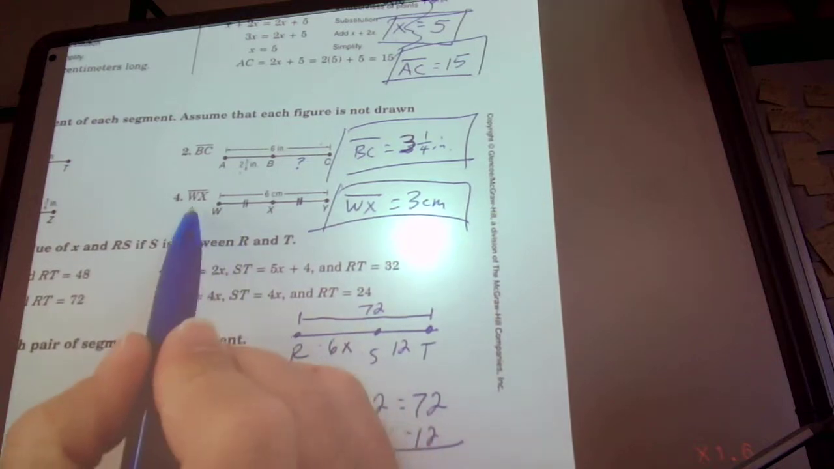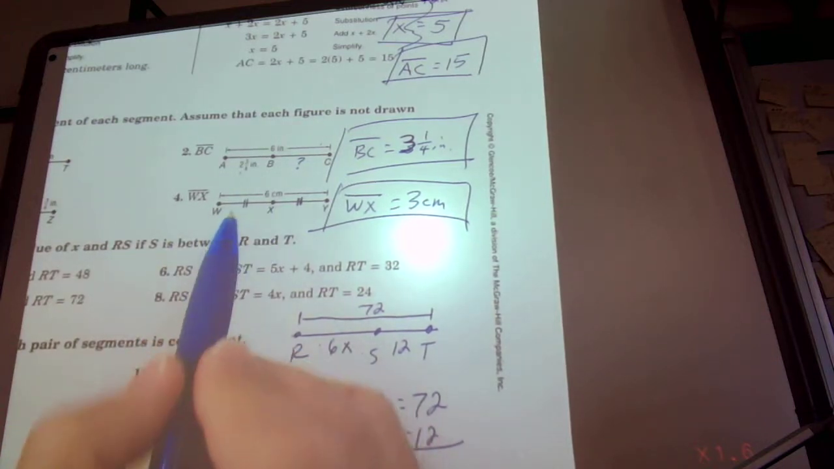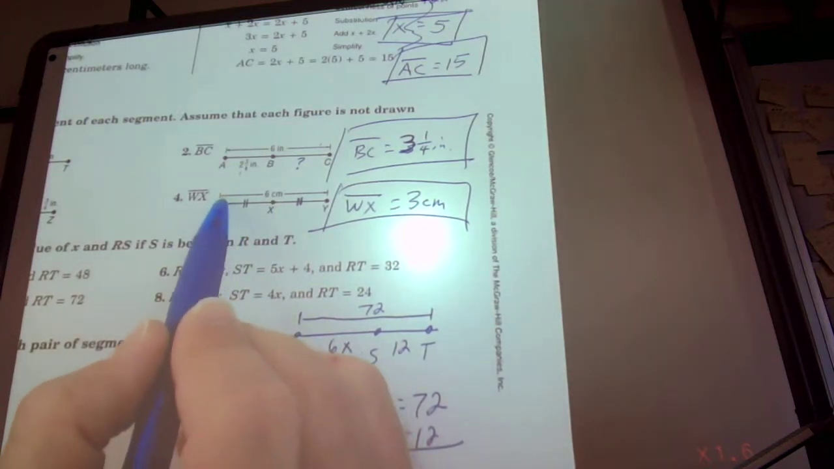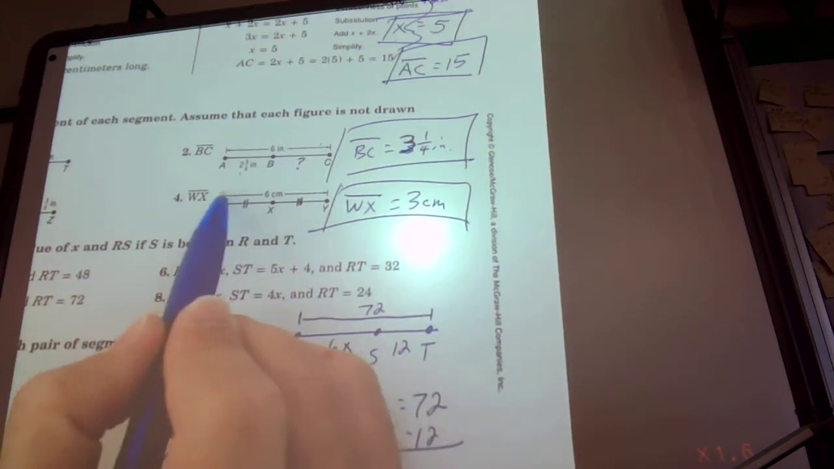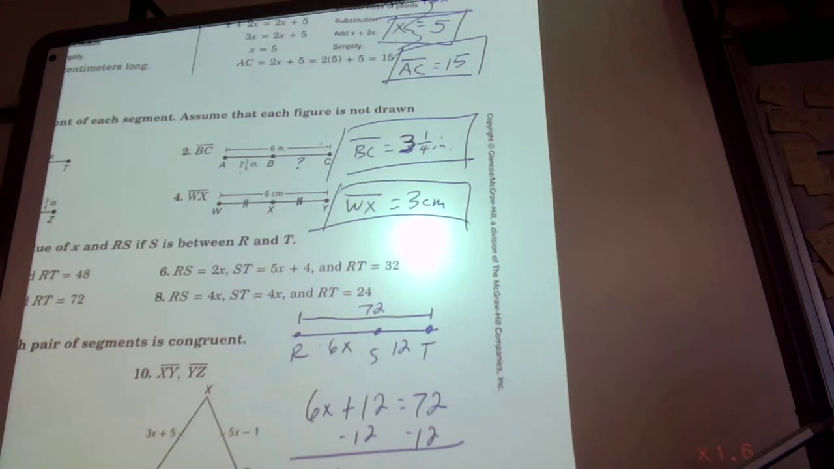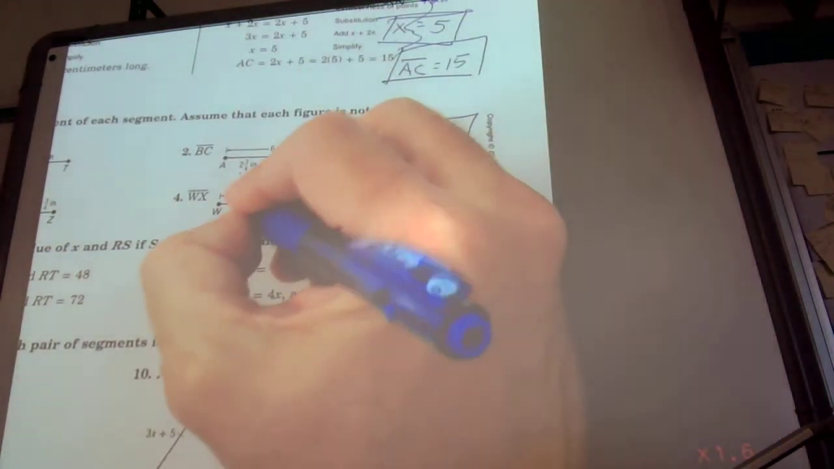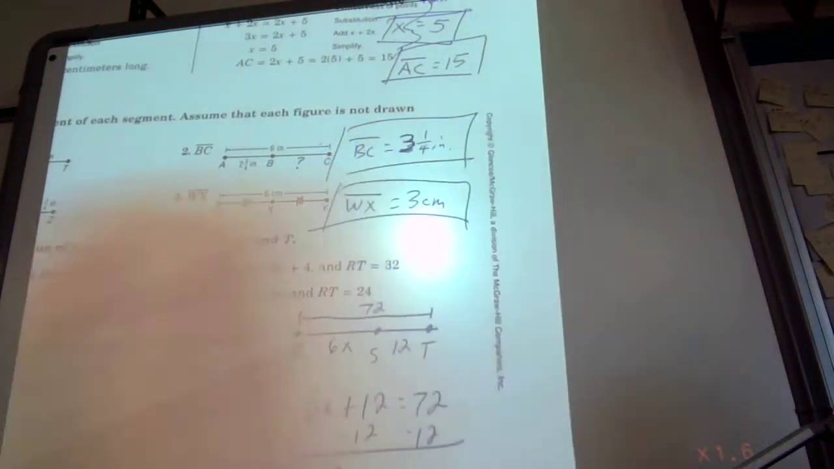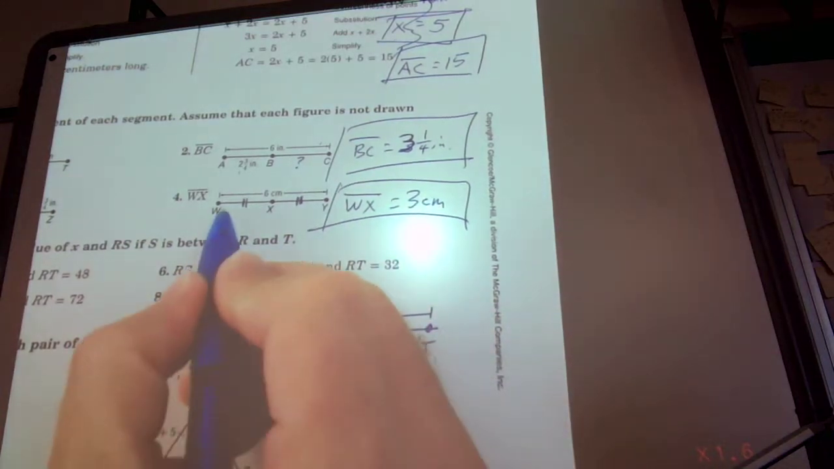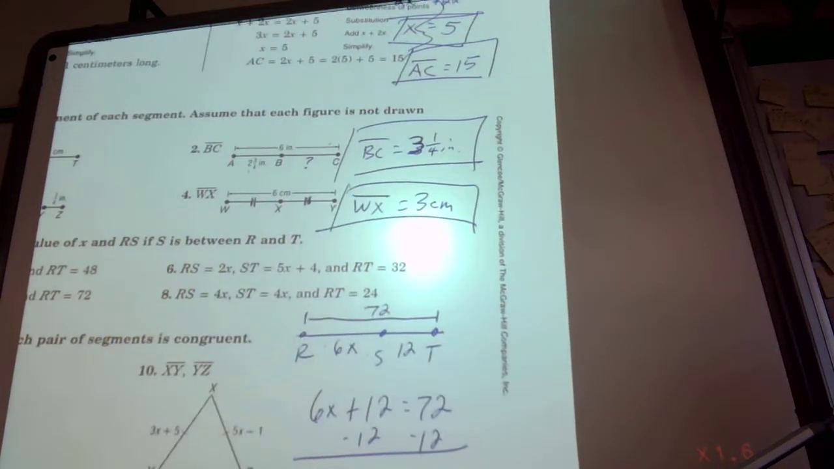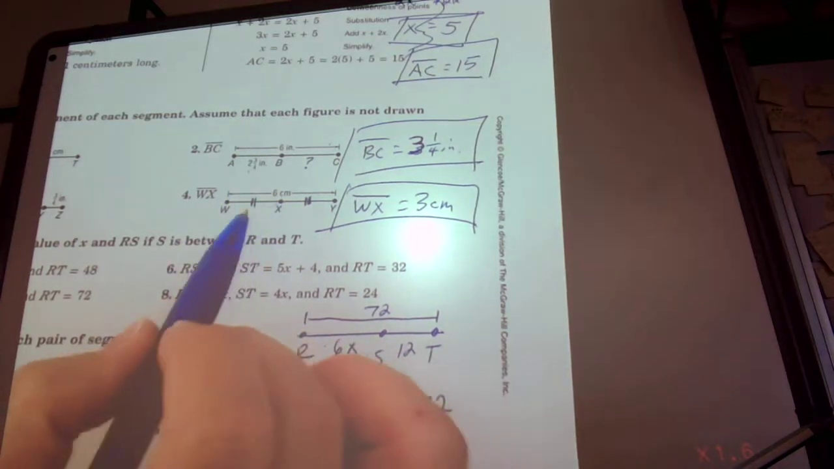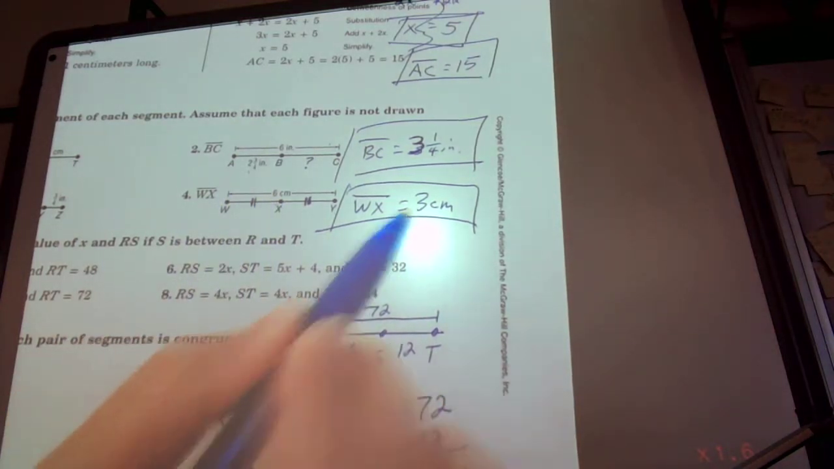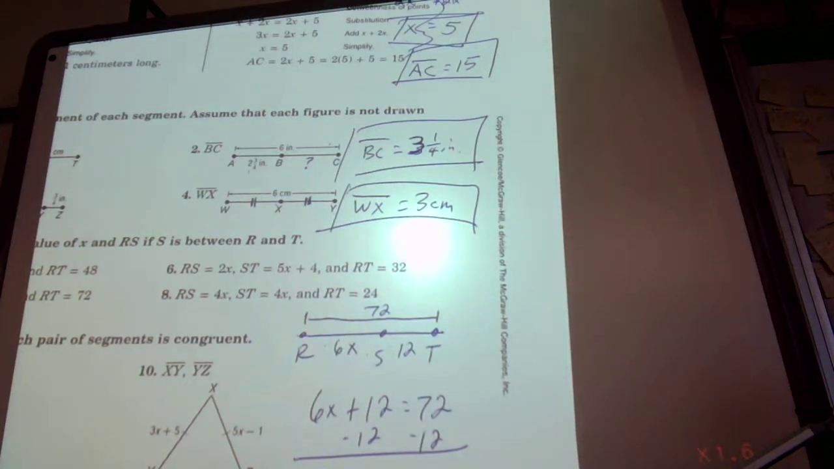Jumping down to number 4, they want us to find WX, and the only number they give us is the length of the whole segment from W to Y, which is 6 centimeters. Well, they gave us some congruent marks. Now note, there's 2 marks there. That's fine. That means that WX and XY are congruent segments. If the whole thing is 6 and they're congruent, I can just divide 6 by 2, and we get that segment WX is 3 centimeters.